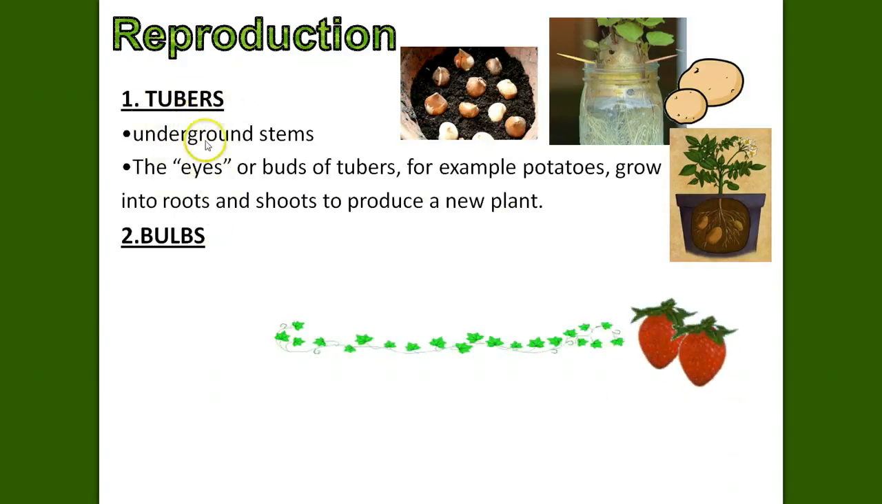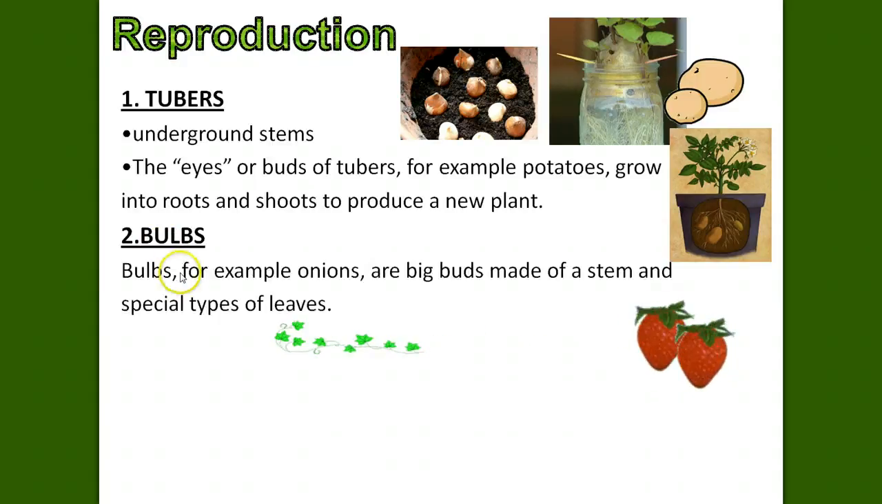So tubers, eyes of potatoes. I want you to write tubers in the box and then write example potato eyes. Then the second type that you need to write in the next box is bulbs. Bulbs, for example onions, are big buds made of a stem and a special kind of leaf. So where you write bulbs, write onions in the same box. And these would be what bulbs look like.